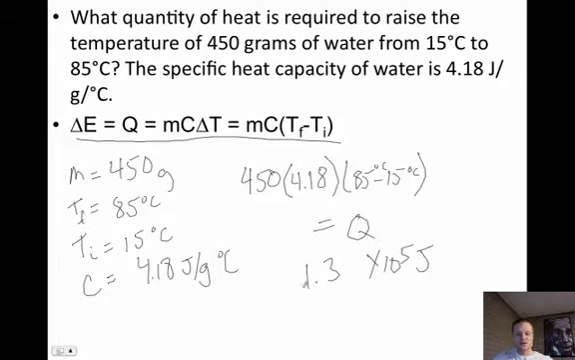1.3 times 10 to the 5th joules would be the amount of energy needed to raise this water's temperature from 15 degrees Celsius to 85 degrees Celsius. As you can imagine, if there was more water, it would take more energy. If I had, say, 6,000 grams of water, it would take a lot more energy than 450 grams. So that one I think is pretty self-explanatory.